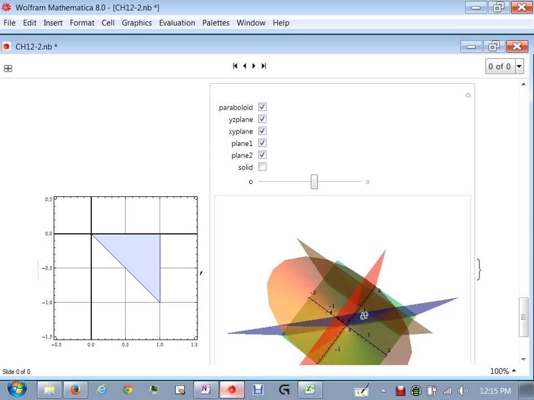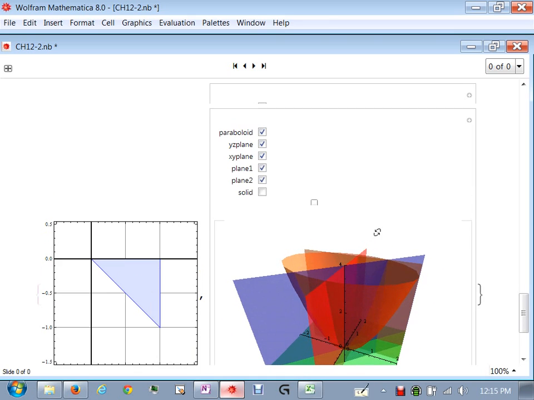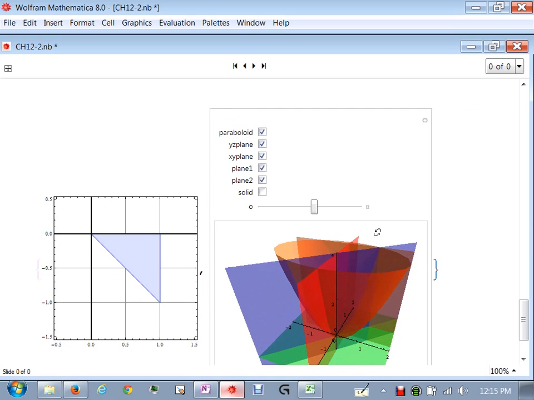So the region we're looking for, you tell me, is it above the paraboloid surface or below the paraboloid surface? It's below, right? Because those planes are cutting off the sides. The paraboloid is the top, and the bottom is what? The ground, right? Z equals 0. So the solid we're looking for is in here.